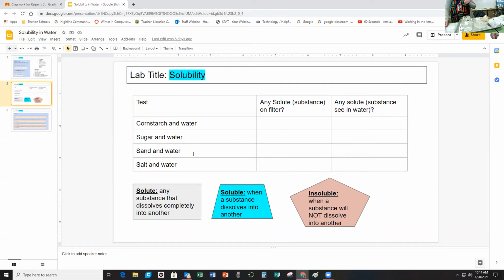The sand or soil and water. Any solute on the filter? Yes. Any solute you see in the water? Yes. So that means that the sand and water or soil and water was insoluble, when a substance will not dissolve into another. And so when a substance does not dissolve, we call that a mixture, not a solution. If a substance dissolves into another, then that would be considered a soluble substance, and we would have made a solution, okay? Salt and water end up being soluble as well if you watched the other video.